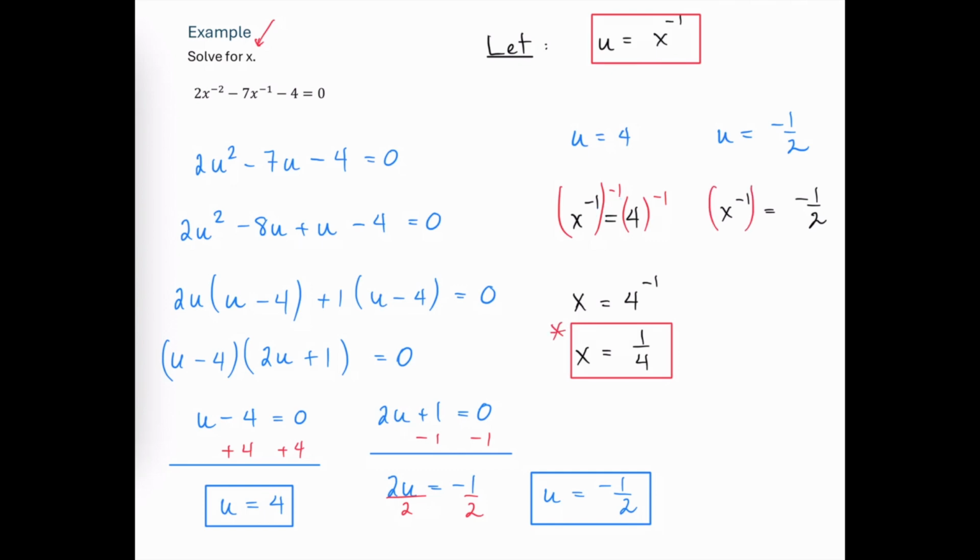Let's do the same thing to the other side. We'll raise both sides to the negative 1 power in order to get a positive 1 power on our x. And on the right, we now have negative 1/2 raised to the negative 1 power. When we raise something to the negative 1, we basically reciprocate it. So the reciprocal of negative 1/2 is negative 2, and so x is equal to negative 2 is the other solution to this equation.